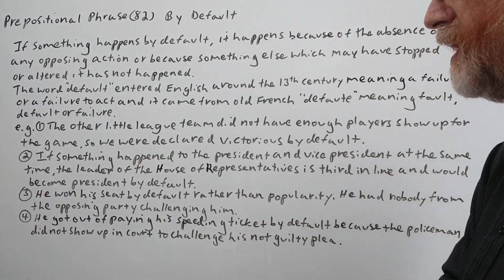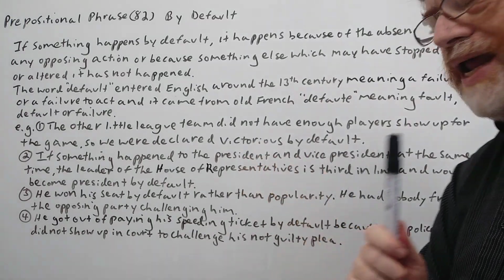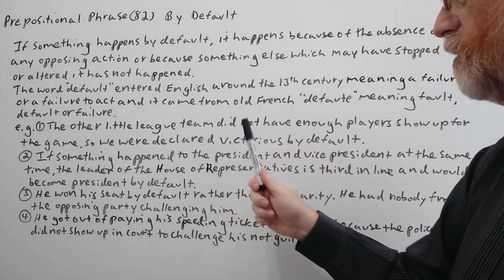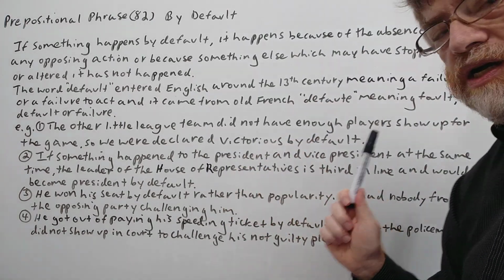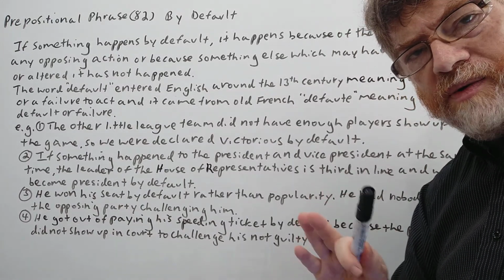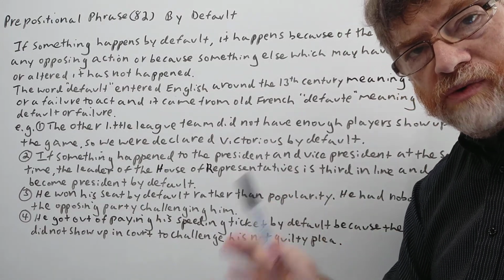Here's the first one. The other Little League team did not have enough players to show up for the game, so we were declared victorious by default. Yeah, I do remember this. For a very short time when I was young, I was in Little League. That was one of the rules.